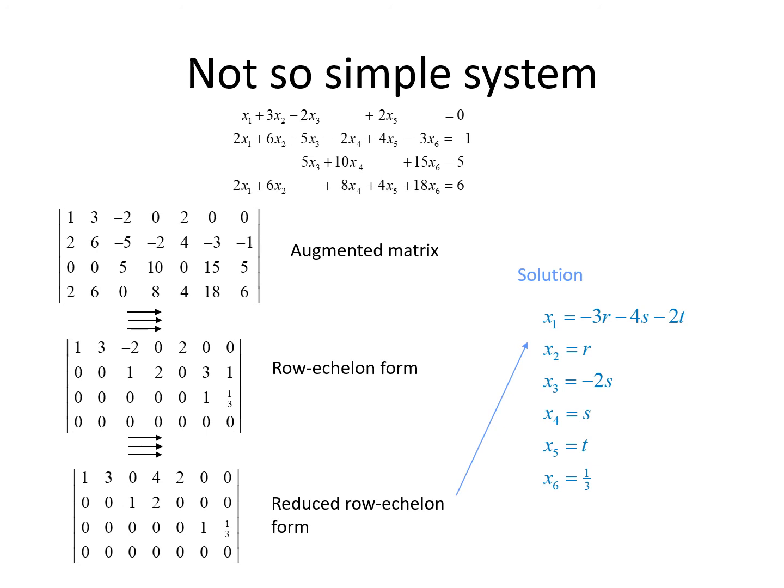Now a not so simple system. Here we have a system of equations: x1 plus 3x2 minus 2x3 plus 2x5 equal to 0; 2x1 plus 6x2 minus 5x3 minus 2x4 plus 4x5 minus 3x6 equal to minus 1; 5x3 plus 10x4 plus 15x6 equal to 5; 2x1 plus 6x2 plus 8x4 plus 4x5 plus 18x6 equal to. So here you see how many variables: there are 6 variables. And how many equations do we have? We have only 4 equations here.